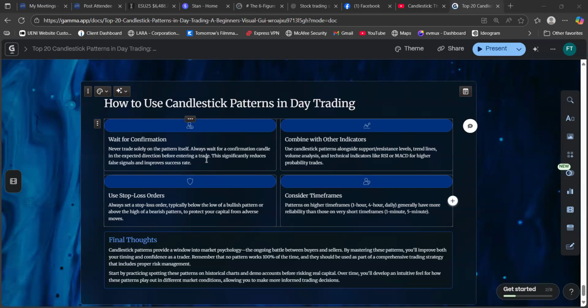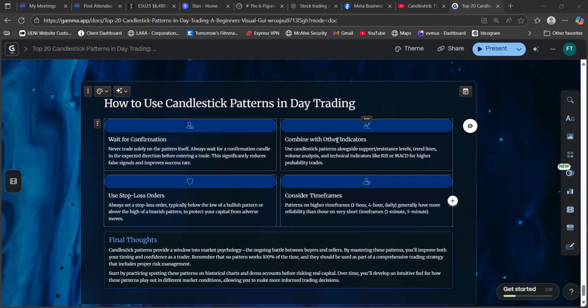Don't sit there and say, oh, it looks like it's forming a bullish engulfing candle, and get in the trade. Wait until it confirms, because they could shoot that price all the way up and pull it all the way back down. Next thing you know, you have a wick and you've gotten stopped out trying to take a candle up before it closes. This significantly reduces false signals and improves your success rate. So wait until the pattern fully forms.